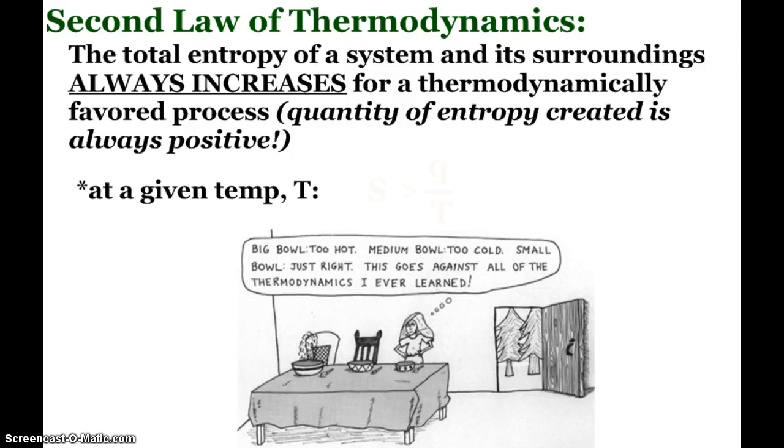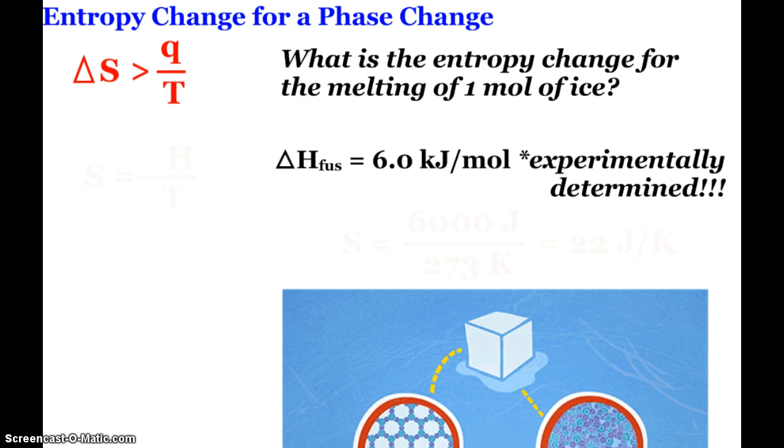Mathematically, at a given temperature, we can say that the change in entropy is always going to be greater than Q over that temperature. All right, so one of the things we like to look at is the entropy change for a phase change. Obviously going solid to liquid, or solid to gas, or liquid to gas, that is spreading the molecules farther apart, entropy is increasing. The molecular disorder is also increasing.